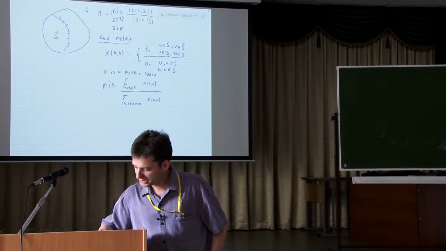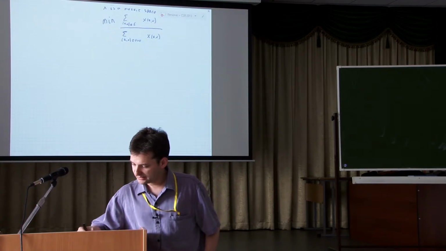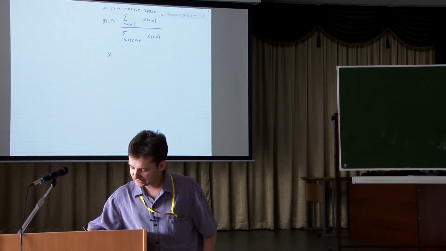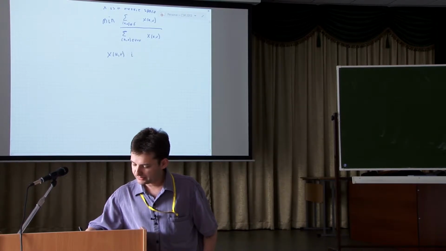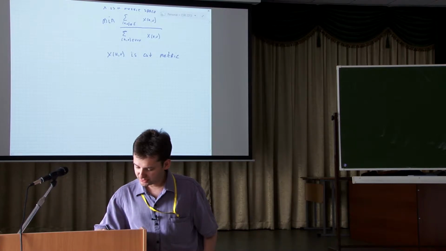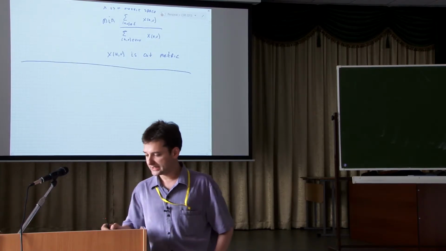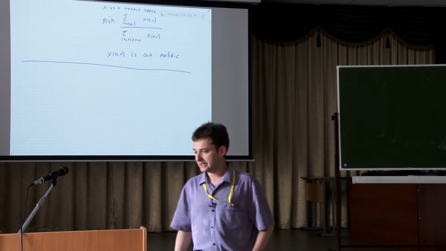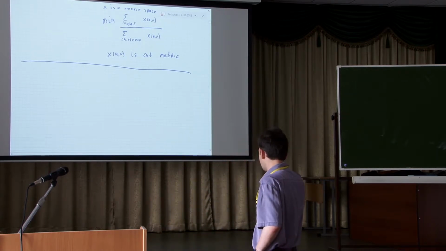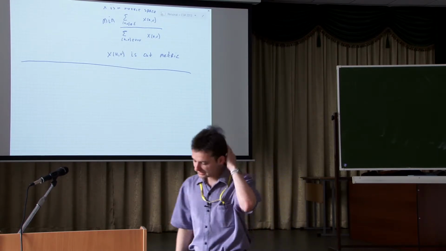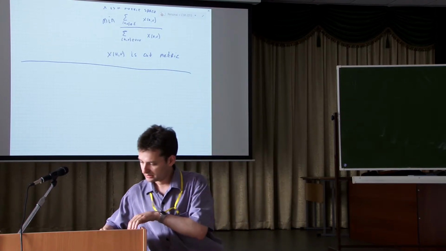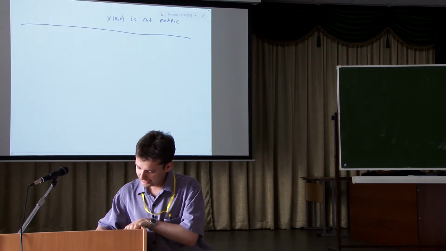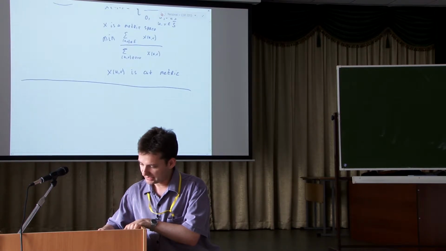In this formulation, when we want to minimize this sum and we require that x_uv is a cut metric, the problem is exactly equivalent to the original problem. And because of this, it is as hard as the original problem. What we can do is relax this condition and require that x_uv is just a metric, not necessarily a cut metric.